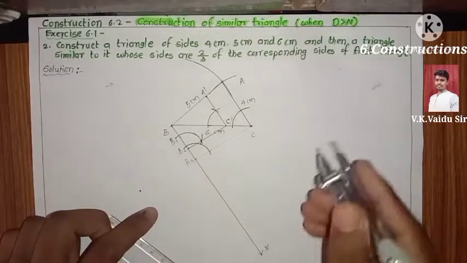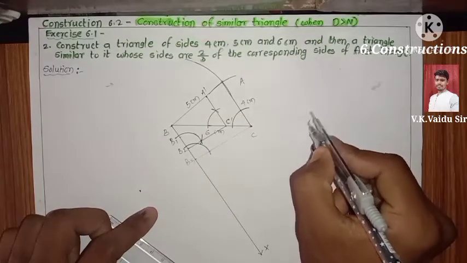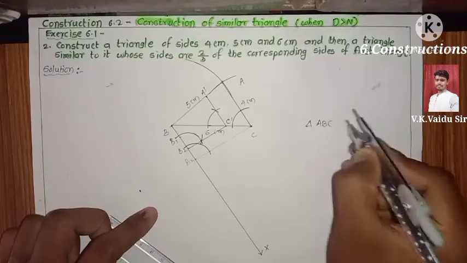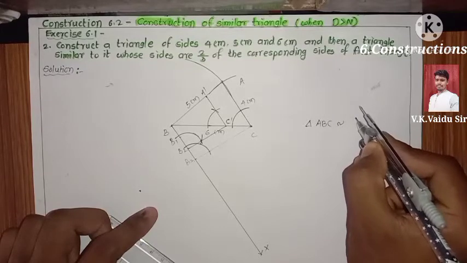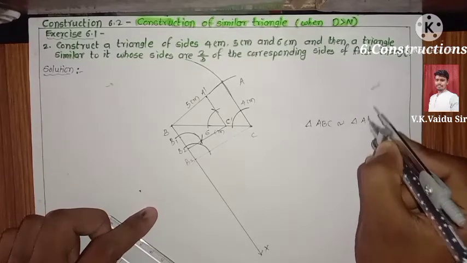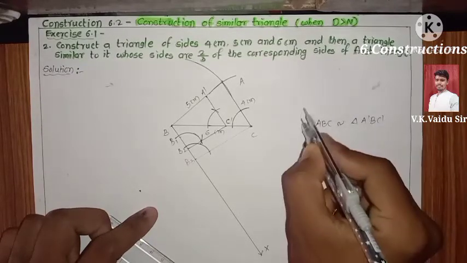And one thing: for this given triangle ABC, the similar triangle we drew is A dash B C dash, right beside it.